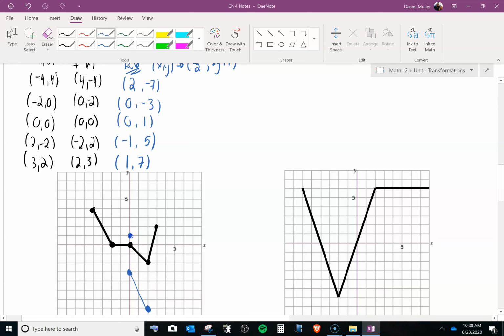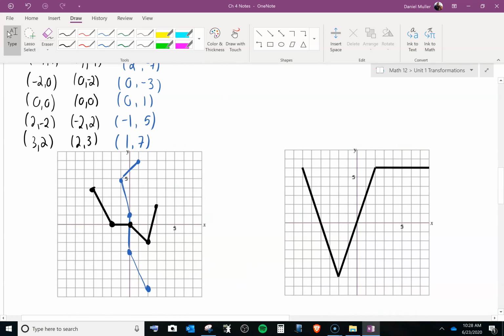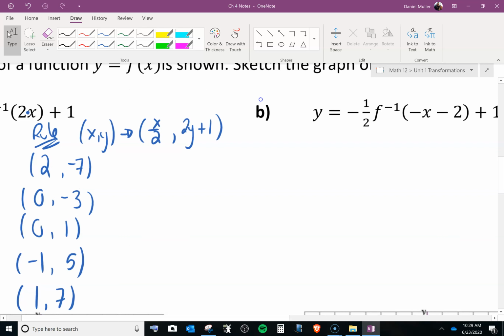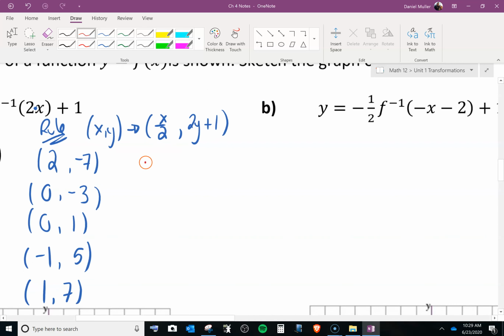0 comma 1, which is right there. And then negative 1 comma 5 all the way up there. And then 1 comma 7, which is right there. So this thing looks very strange. It's an inverted drawing of our original function, so we had to invert it, and then we did a bunch of things. So I'm going to write down what our transformations were, just because this is the first one that we've done in a while.